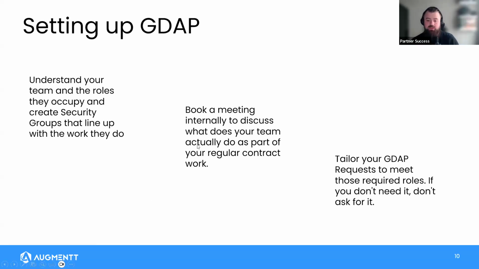So I'd recommend booking a meeting internally to discuss what your team actually does as part of your regular contract that you have with your customers, to really identify what roles we actually need to request. That way you're not doing scope creep on those roles. That way, this is what we're able to do.